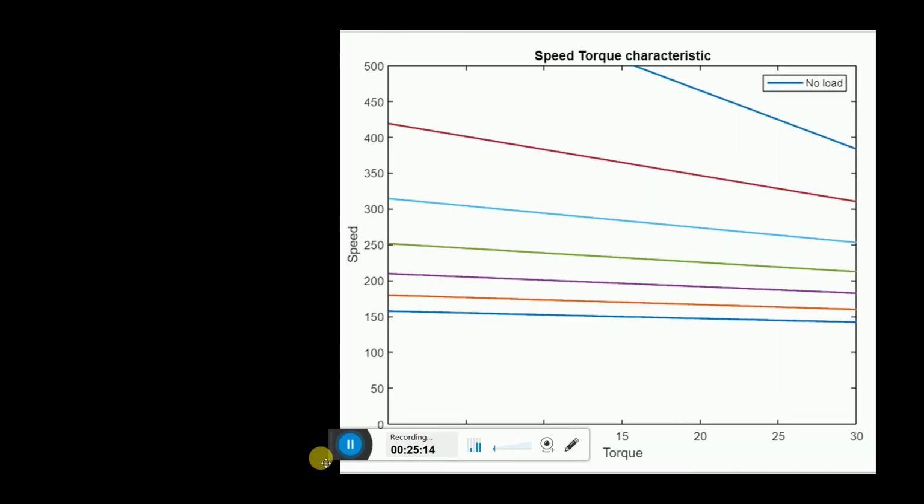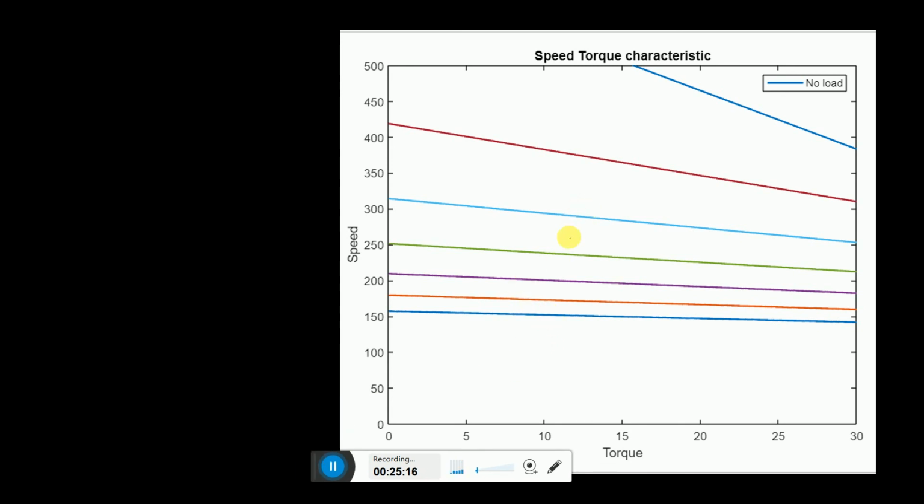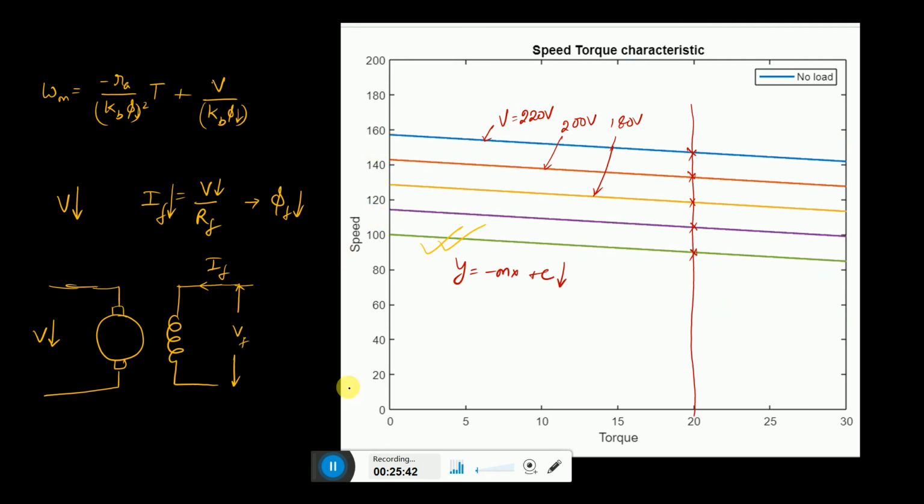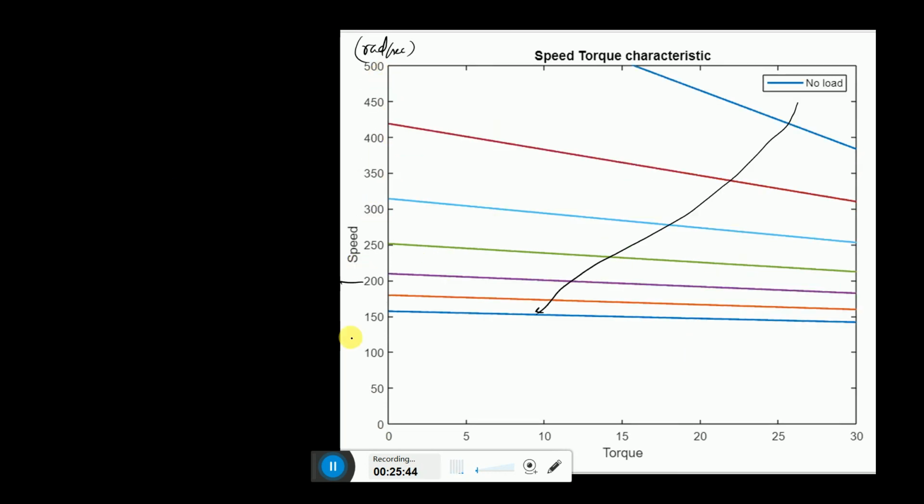You can see that this is the simulation output, and this is what you have at no load. This is the first one, with no load. The axis has been changed. Earlier the axis was from 0 to 200, now we have taken the y-axis 0 to 500. This is in radian per second. I can show you from here: earlier we were going from 0 to 200, now it is from 0 to 500.